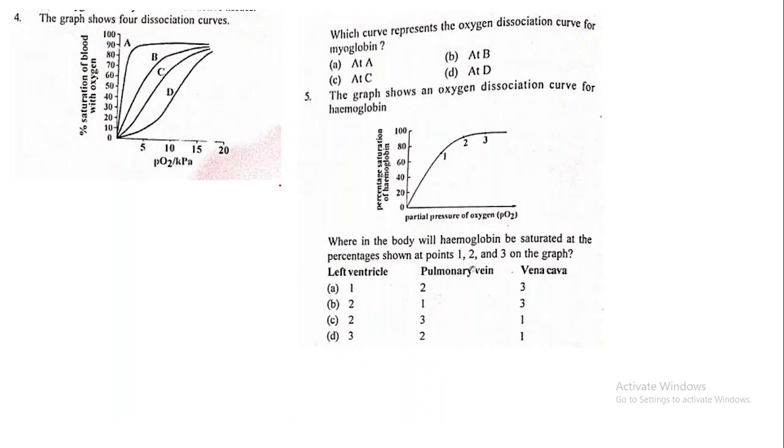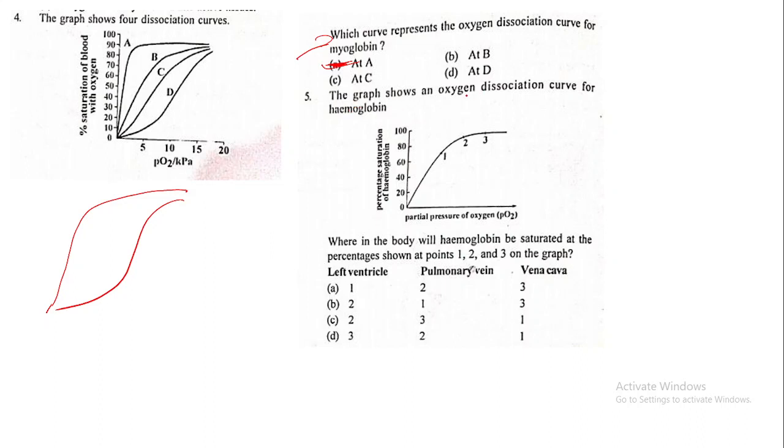Yeah, this graph is shown here, whose options are given here. The graph shows four dissociation curves A, B, C, D. We know what dissociation curves are, right? A sigmoid curve represents that of the hemoglobin, and a steep curve represents that of the myoglobin. We have studied two of these types. So the question here is, which curve represents the oxygen dissociation curve of myoglobin? Looking at this, we rightly know that it is A. Next question.